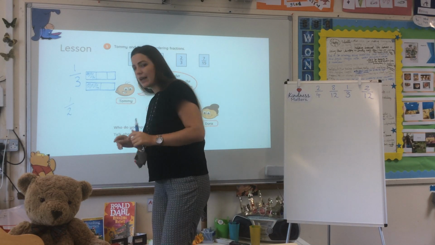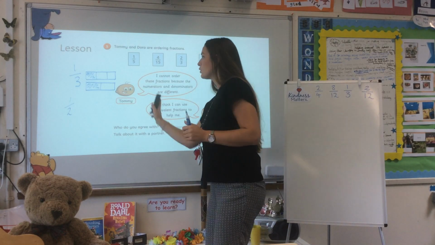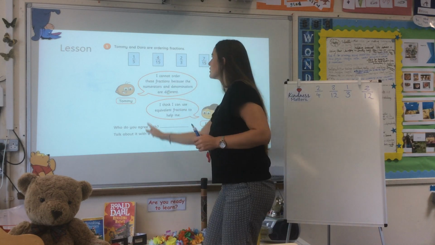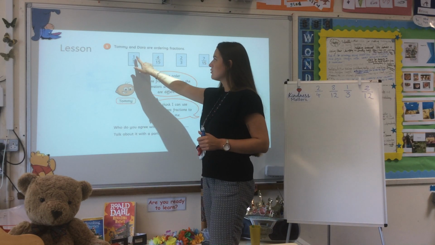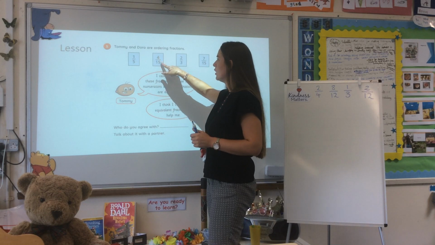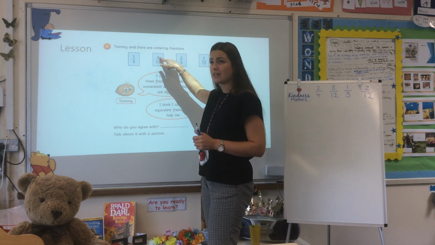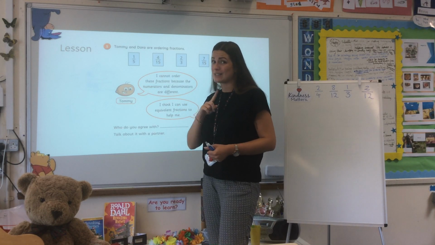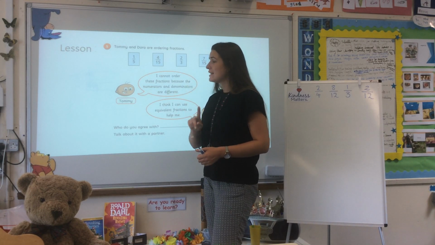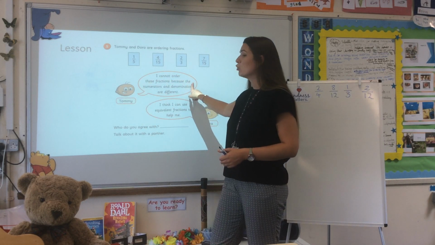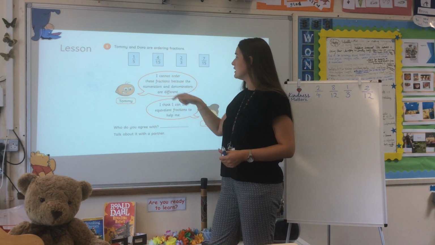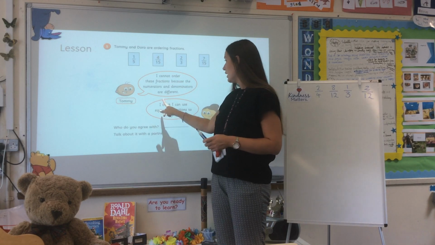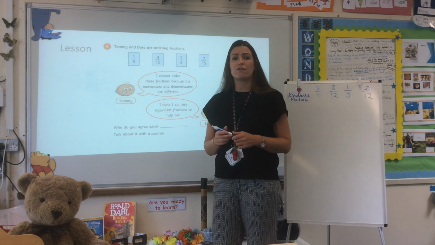But there's been a slight twist on your activity, because although we've got this, a little bit further down your lesson, we've got some with a denominator and a numerator, but also a denominator with more than one numerator, and the denominators are different. Whoa! Now that is some tricky maths. But it says here, so Tommy and Dora are ordering these fractions, and it says, I cannot order these fractions because the numerators and denominators are different. But Dora's saying, well, I think I can use equivalent fractions to help me.